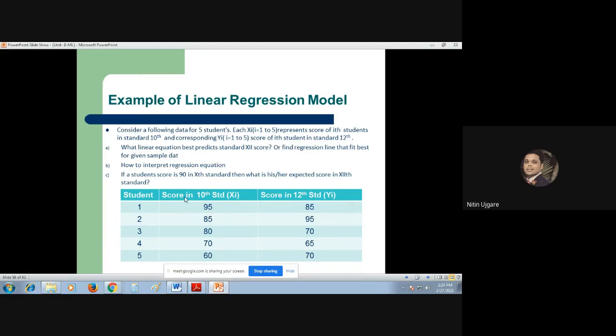Now the question being asked to us is, what linear equation best predicts the standard 12 score? That is, we simply want to find the linear regression equation, or the linear regression line that best fits the given sample data. The meaning of both questions is the same. How to interpret the linear regression equation, I will tell you. This is the second question asked. And the third question: if the student's score is 90 in 10th standard, then what would be his or her expected score in 12th standard? Okay, so a simple example is given to us.